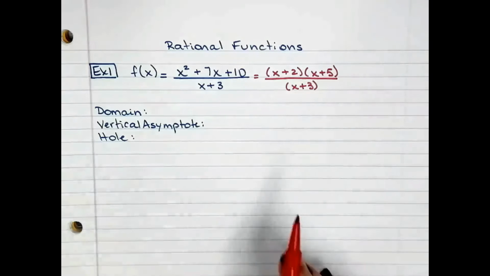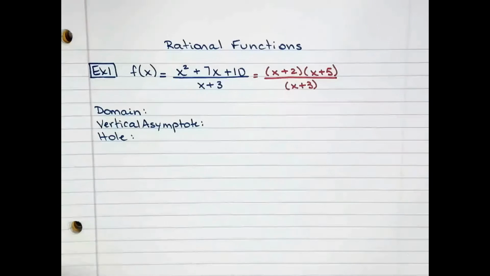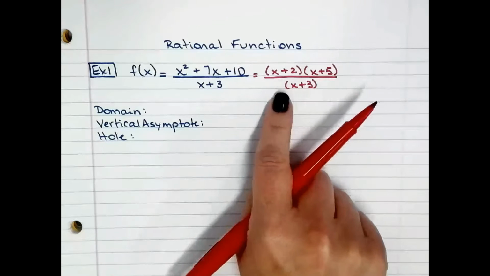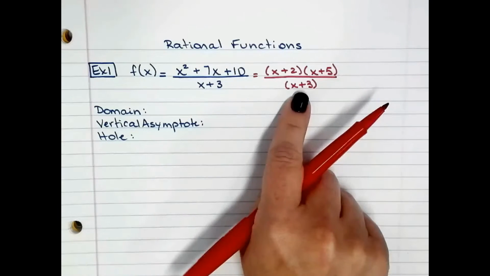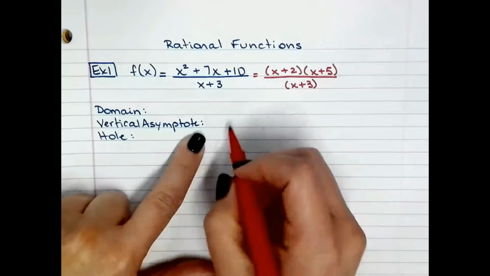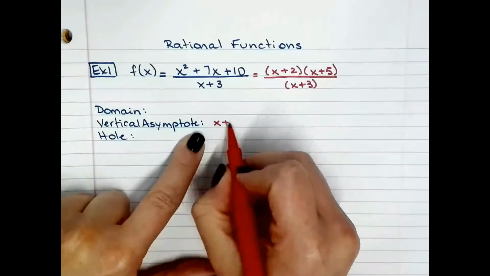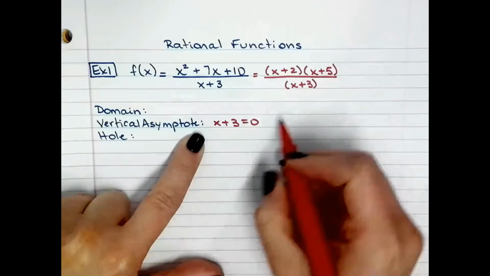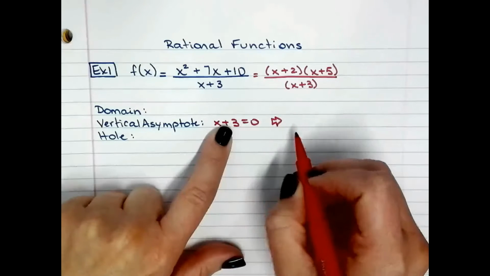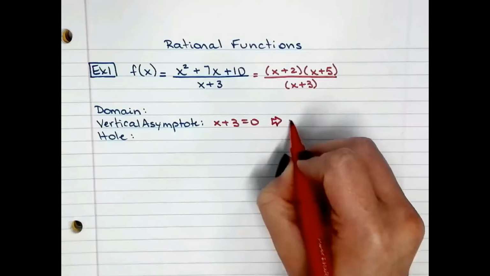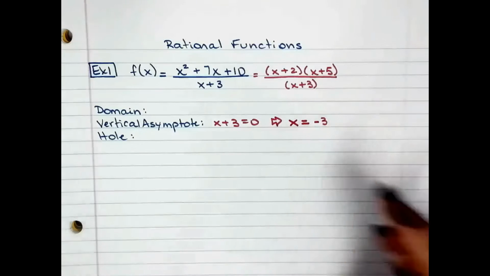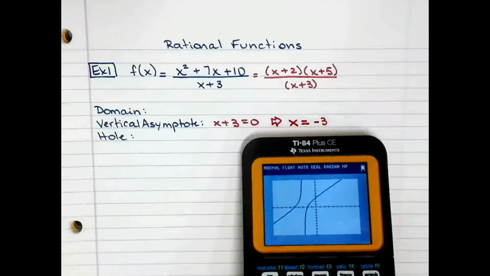Okay, how do we find the vertical asymptote? The vertical asymptote is the easiest one for you to find. You're going to get the denominator right there, set it equal to 0, and then solve. So for the vertical asymptote, I have x plus 3, set it equal to 0, and you solve. You just subtract 3 from both sides, and you have that the vertical asymptote will be x equals -3.